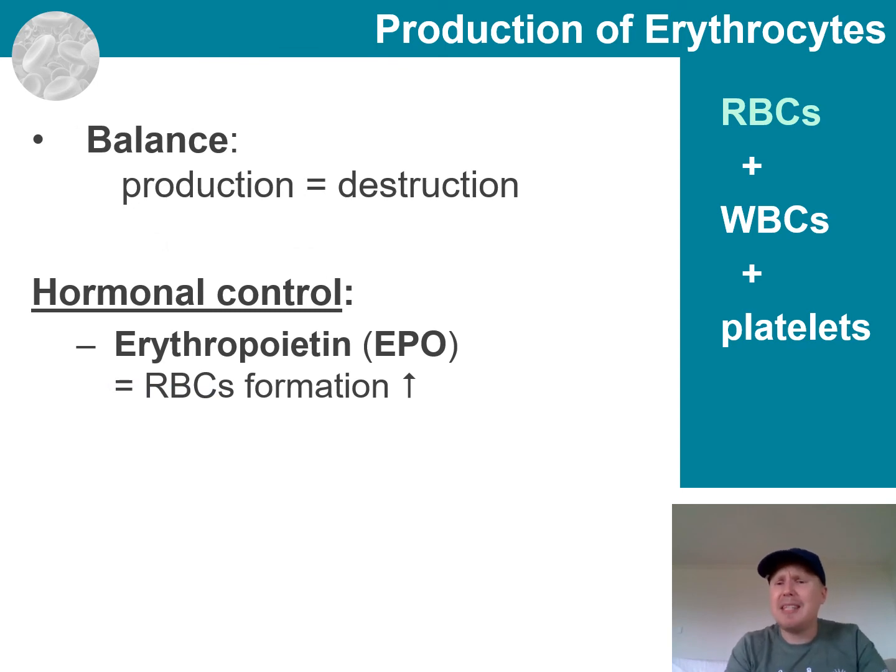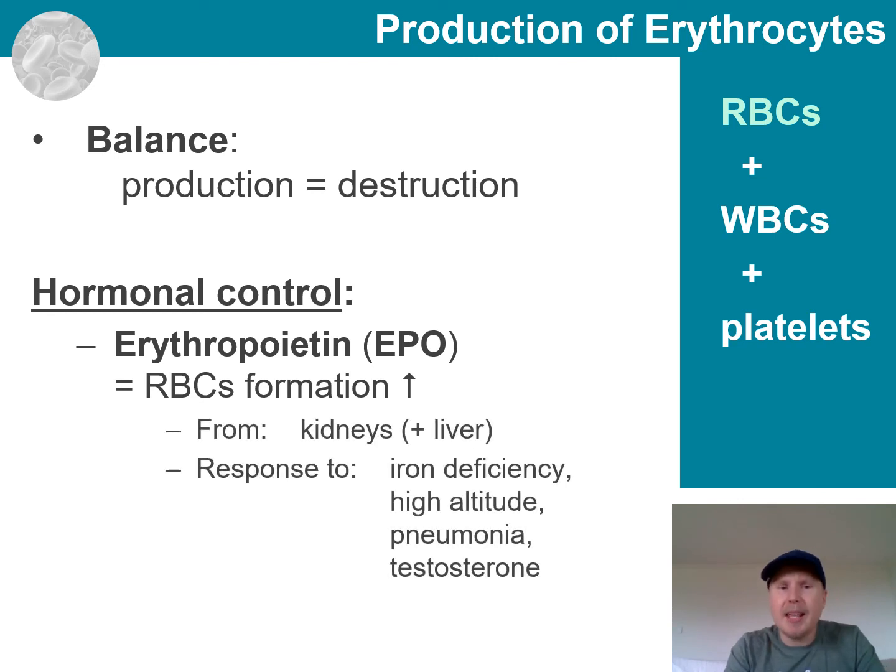In case of the hormonal control of red blood cell production, one hormone that we want to look at in more detail is called erythropoietin. This is more commonly known as EPO. Erythropoietin hormone stimulates red blood cell production. It is released from the kidneys in response to low red blood cell numbers or low oxygen levels.